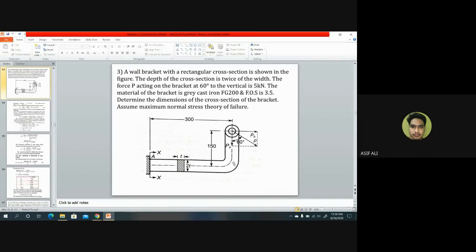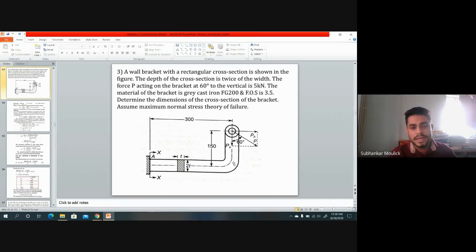Yes, sir. Does anyone else have any doubt? Why is PH equal to P cos 60 and P sin 60, and why is the value of PV equal to P cos 60? Is it clear? Yes, sir. Okay. Now, can you tell me what this 200 is?